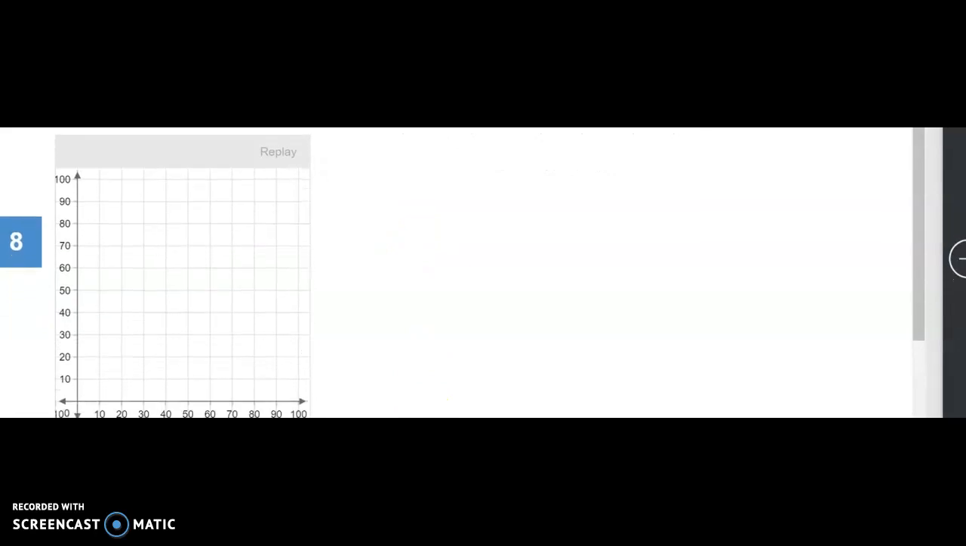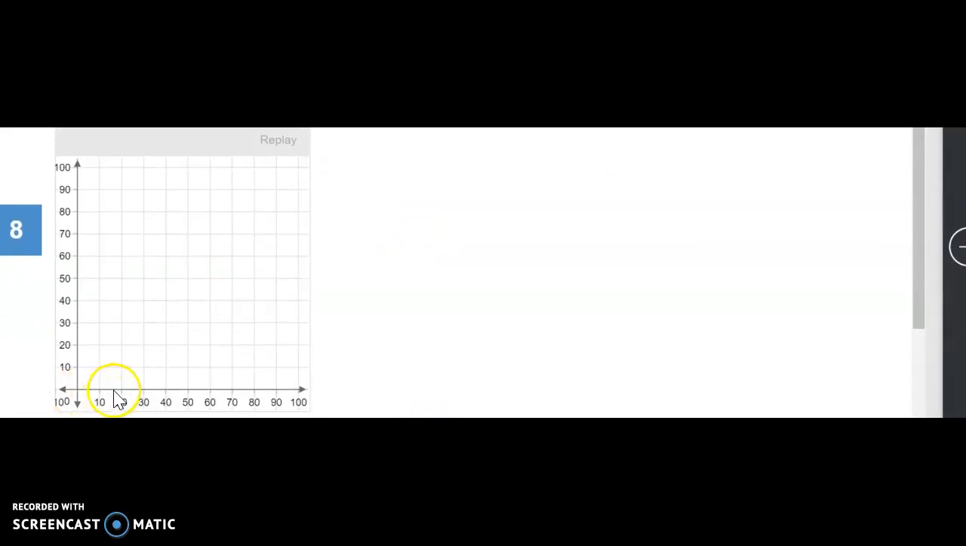So we go down here and we find, here's our 20, we go over to 20 and we go up to 30, and that's going to be our first plot. And then the second plot would be 20 and 60. So again, you stay right here, the first number is 20, and you go up to the 60, and you plot it right there. Continue.